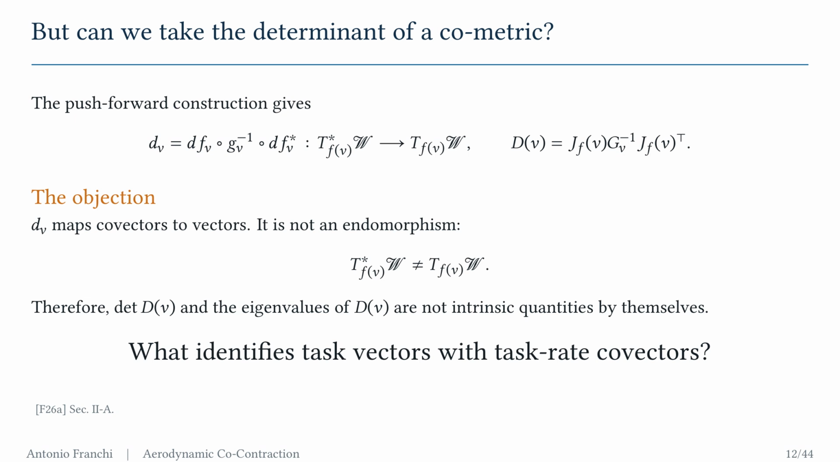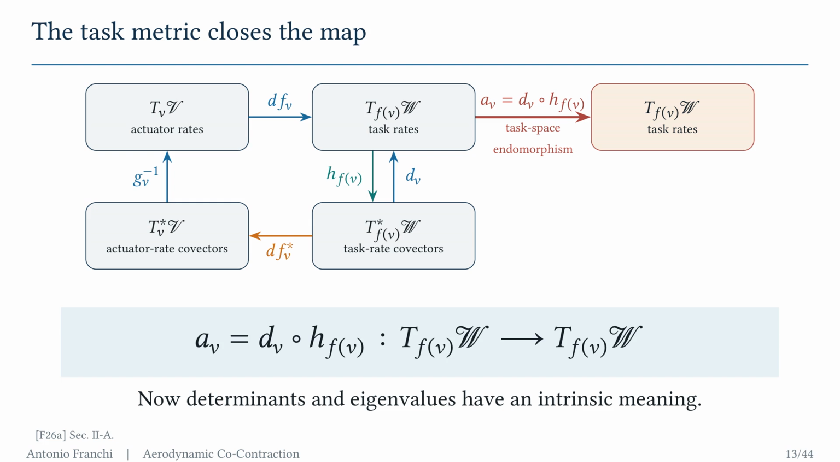Consequently, the determinant and ordinary eigenvalues of its coordinate matrix D are not intrinsic quantities by themselves. A further structure is needed to identify vectors and covectors on the task side. The task metric provides that missing identification. At f of v, h maps task rate vectors downward to their metric dual covectors.